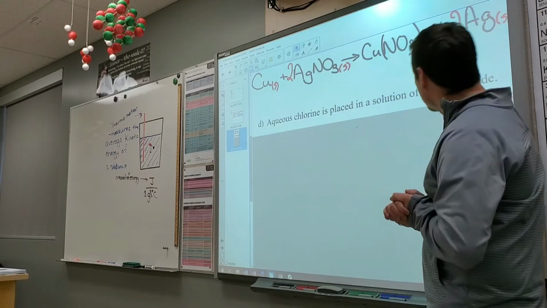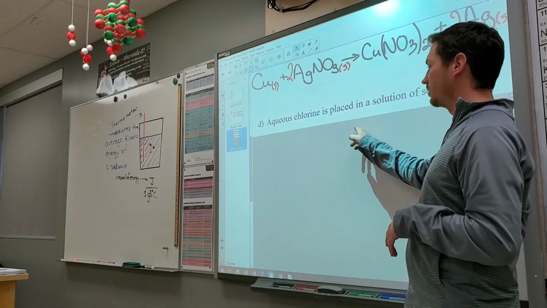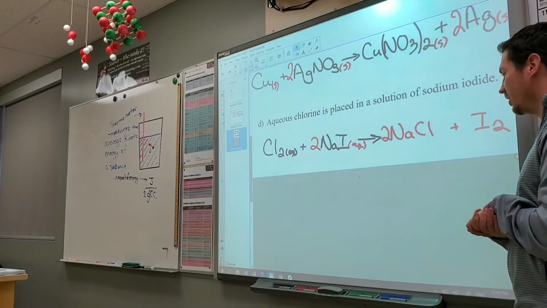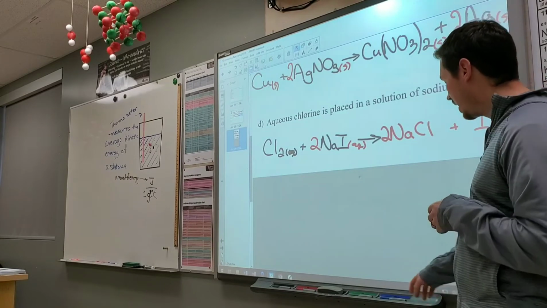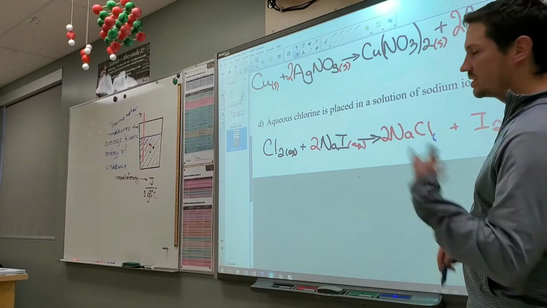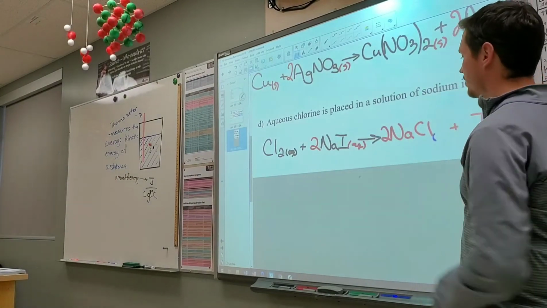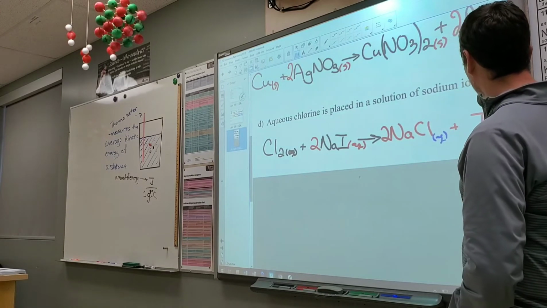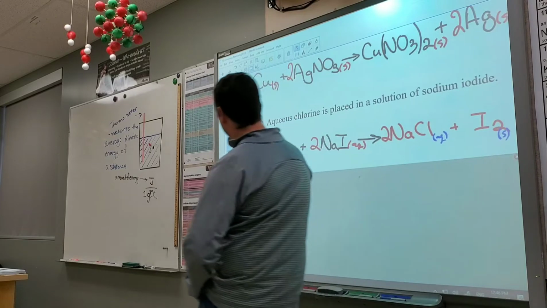Aqueous chlorine is placed in the solution of sodium iodide. We did this one though, right? Yeah. Good. Okay. The chlorine and sodium iodide makes sodium chloride and iodine. I forgot to put this in my last year's version of these notes. So sodium chloride is aqueous and iodine is going to be solid. No problem.